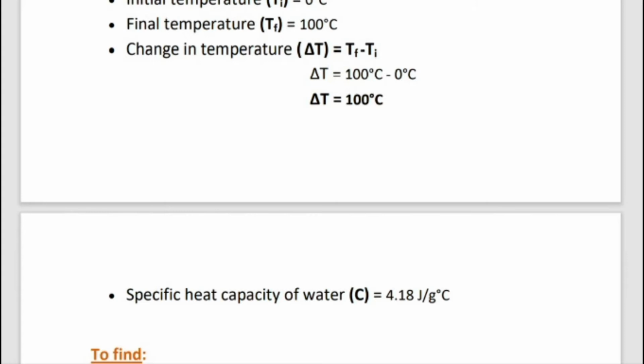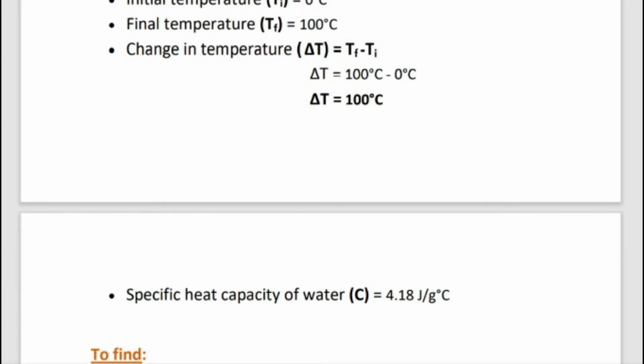What is specific heat capacity? Specific heat capacity of a substance is defined as the amount of heat required to raise the temperature of 1 kg of the substance by 1 degree Celsius or 1 Kelvin. The SI unit of specific heat capacity is joule kilogram power minus 1 Kelvin power minus 1. C is equal to Q by M into delta T. We need Q, so Q is equal to M into C into delta T.